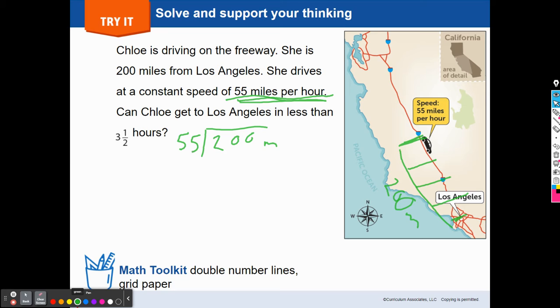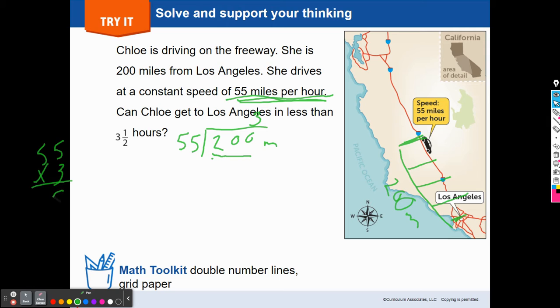200 divided by 55. Well, I can't do 2 divided by 55. Can't be 20 divided by 50. So I've got to stick to the 200 divided by 55. Well, I know 50 times 2 would be 100, right? So let's do 55 times 3. Let's try it out and see what we get. So 55 times 3.